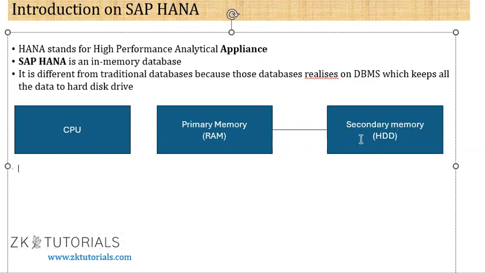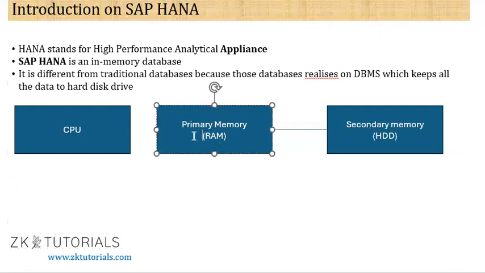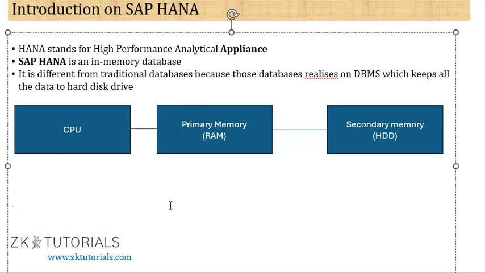Whenever we start our computer, a booting process takes place which loads our operating system from the hard disk to the RAM. After that, when we want to do some computation, it has to bring all the data from RAM to CPU. This is the traditional way a computer works.